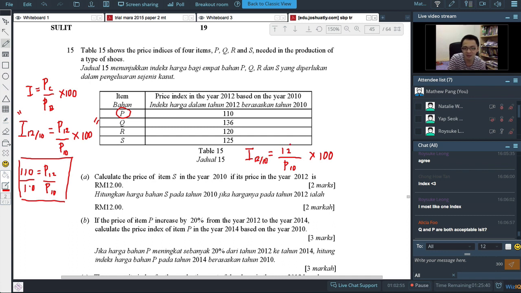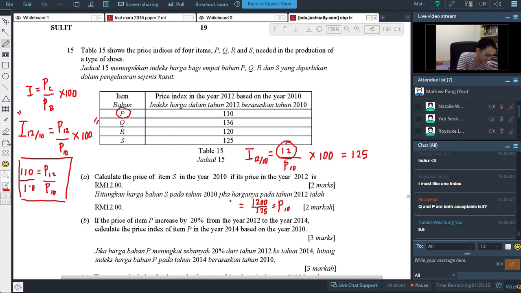So the top here is the price for 2012. This one is the price for 2010. Multiplied by 100, you should get 125. Then you just solve this. I will move this one to the other side. Therefore, 1200 over 125 equals the price for 2010. 1200 divided by 125, you will get 9.6. So that means the price for 2010 is actually 9.6 ringgit. Very easy.